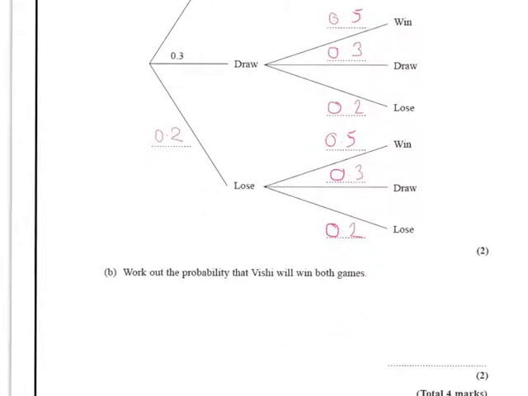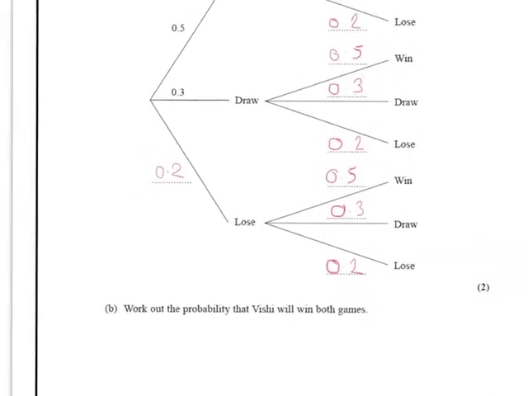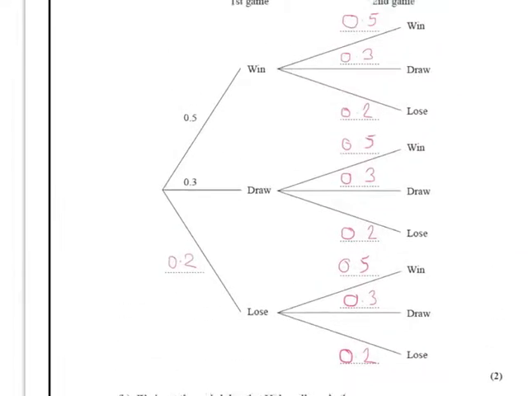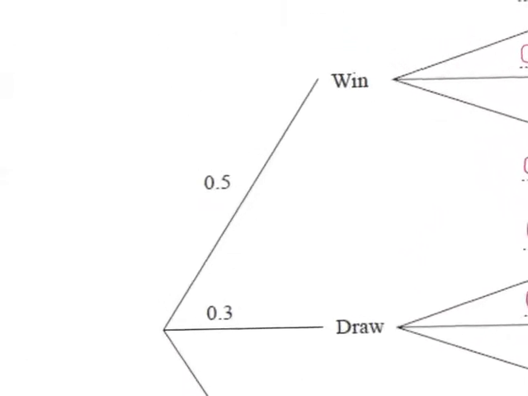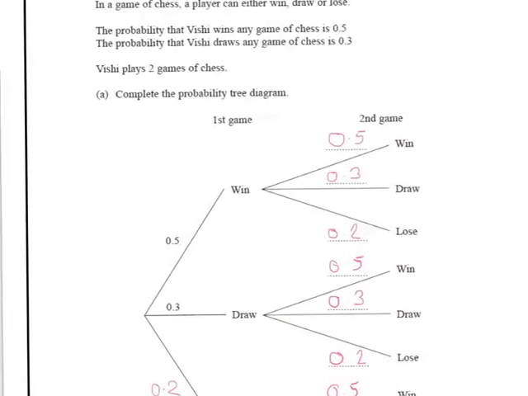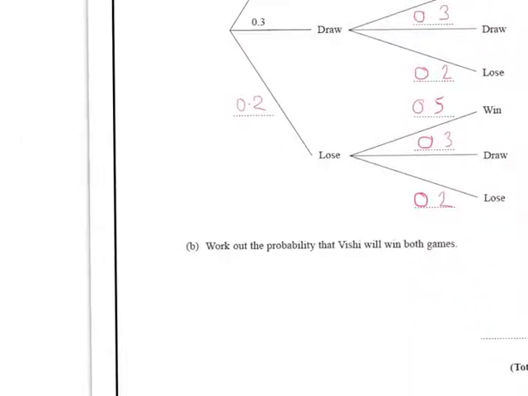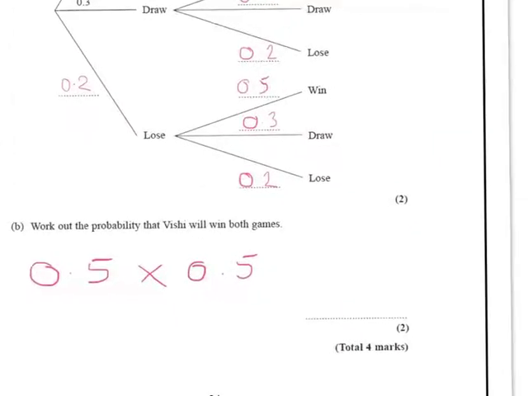Okay, the probability that Vichy will win both games, well, we have to think about what happens in the first game. The probability of Vichy winning in the first game is 0.5, as we see in the middle there, and the probability to win the second game is 0.5 as well. So we're going to write those two probabilities down, 0.5 and 0.5, and then to find the probability of one happening and then another, we are going to multiply those two numbers together. Okay, 0.5 times 0.5 is 0.25. Okay, and that's the other 2 marks.